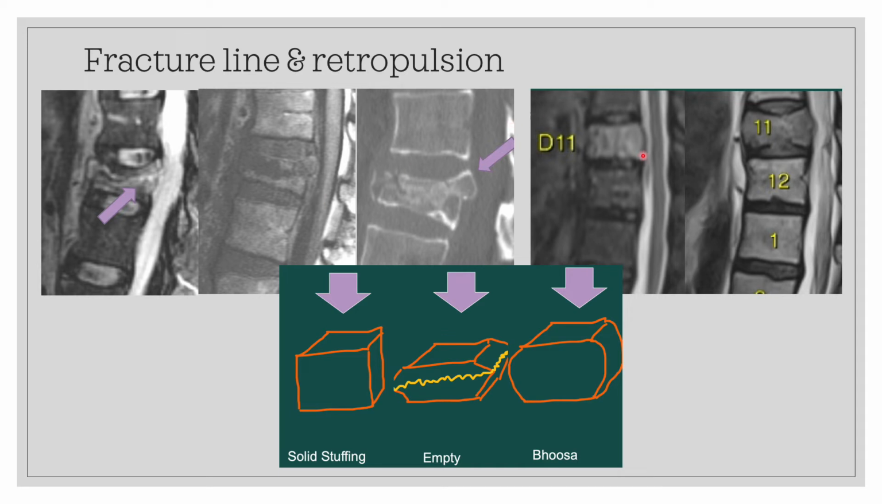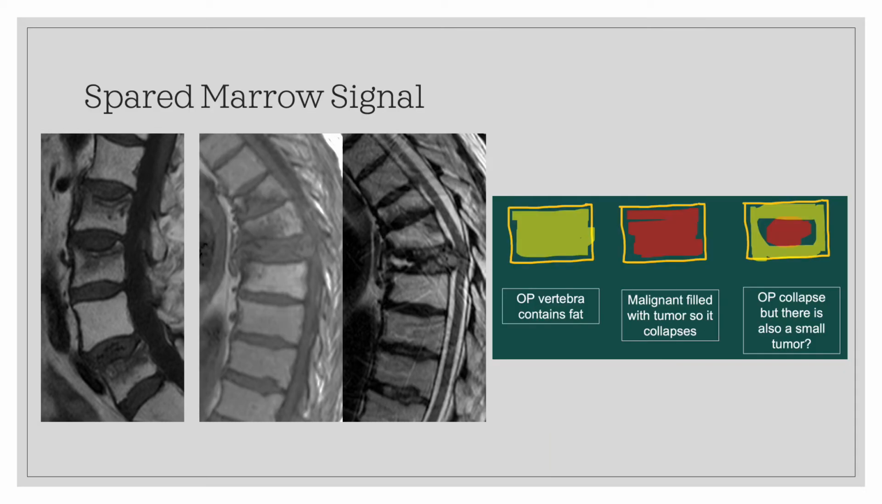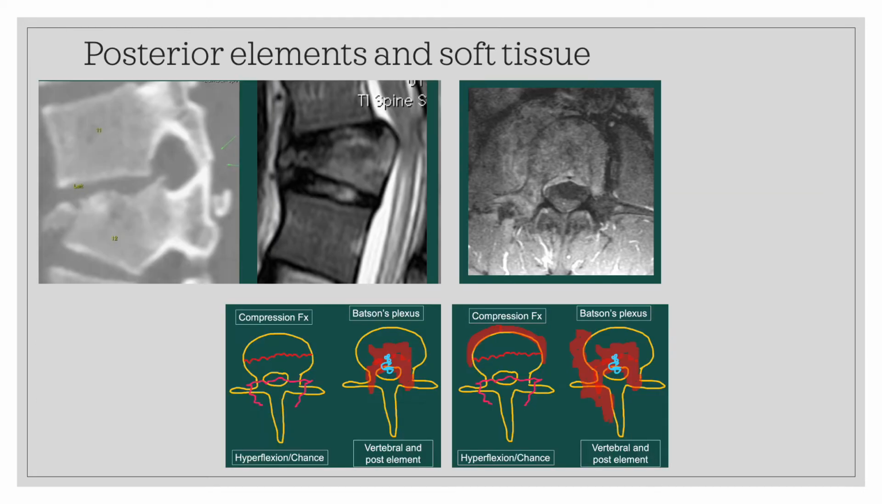On the other hand, if you see a convex expanded looking vertebral body, then that is more likely to be a malignant fracture. Here you can see an example of contiguous fractures in somebody with osteoporosis, and here you can see fractures and a lesion that are far apart from each other in somebody with myeloma. We can see with the osteoporotic fractures that there is a lot of spared fatty signal, whereas when we have patients who have malignant fractures, you can see that there's no fat left in the vertebral body, and that's because the vertebral body was completely involved by the tumor.